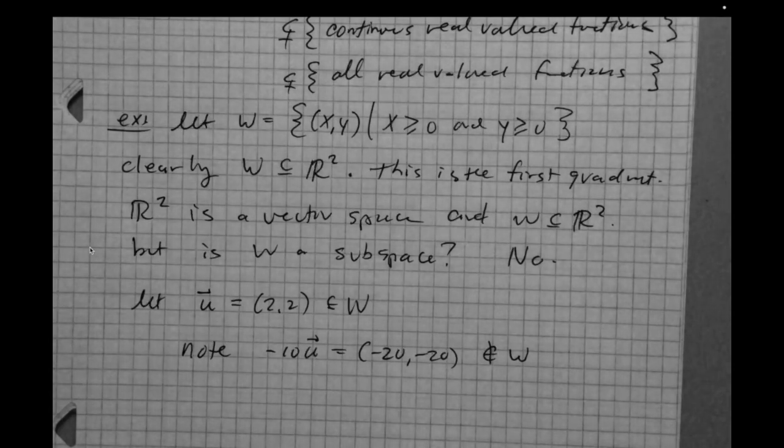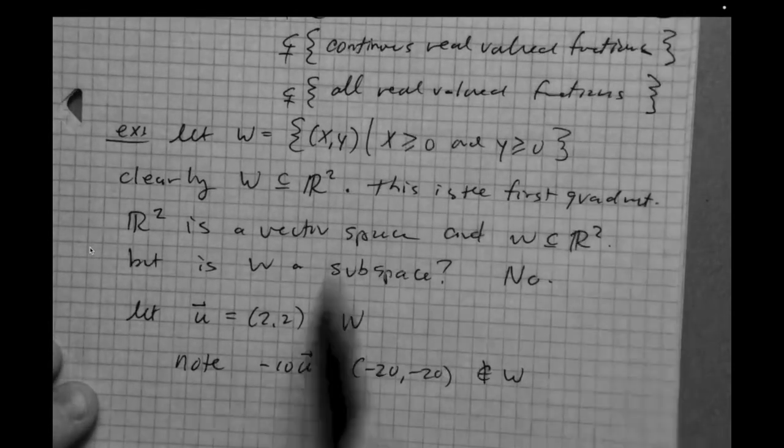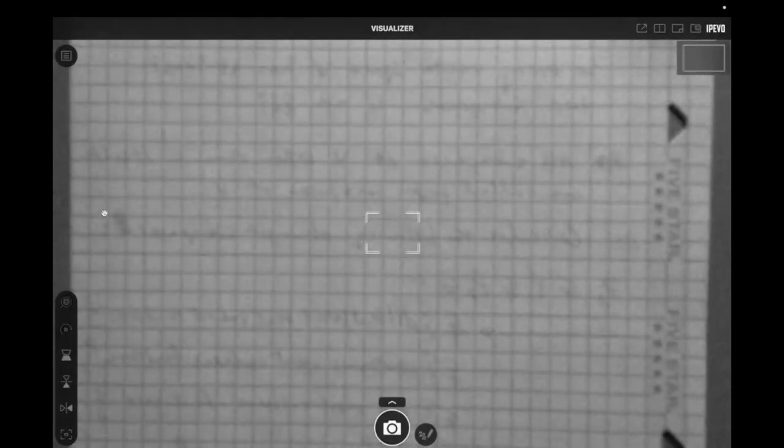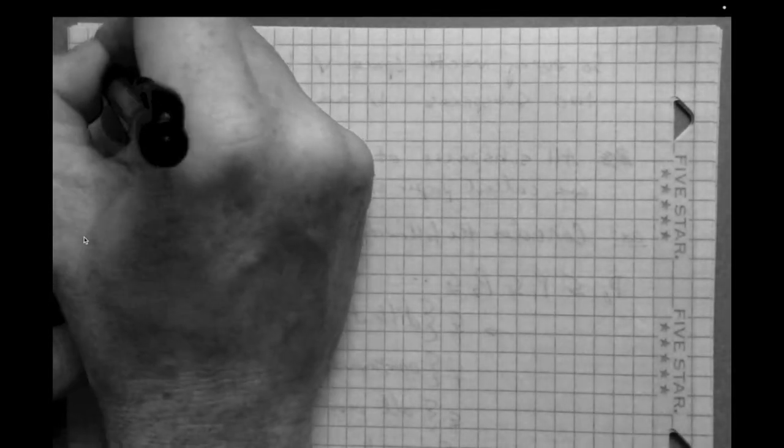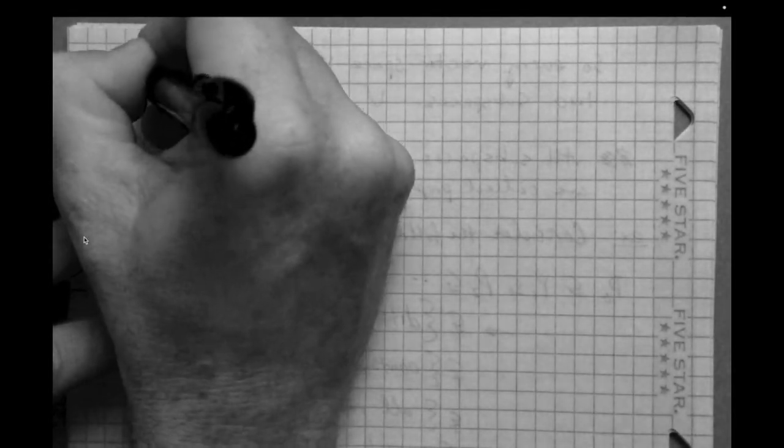Excellent. So this kind of leads us to a nice theorem for identification of subspaces. We don't always want to have to go through and check all 10 properties of a vector space to confirm that something's a subspace. We might be able to do it quicker, and indeed, this is the theorem for that purpose.